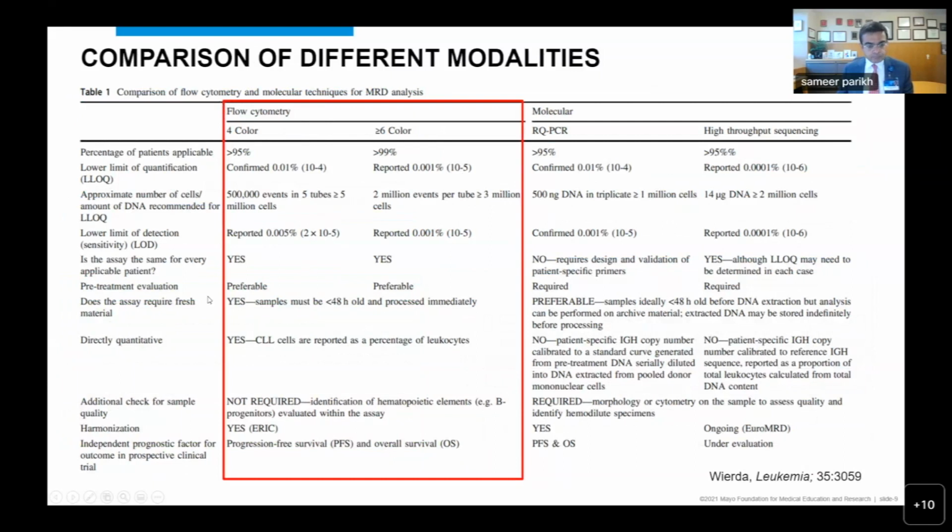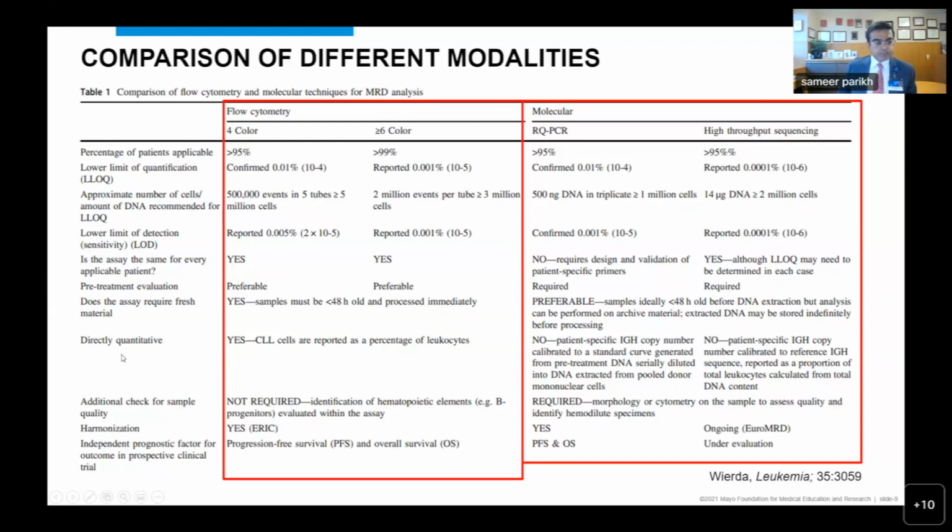On the left here are the flow cytometry tests that are available. Here, one of the important things to notice is that this really requires fresh material. It can be done on samples that are stored, but typically it should be processed immediately once the sample has been received. On the other hand, the molecular studies can be done at a later time point. The RQ-PCR, which is the allele-specific PCR, is a more complicated test and it's not easily available everywhere.